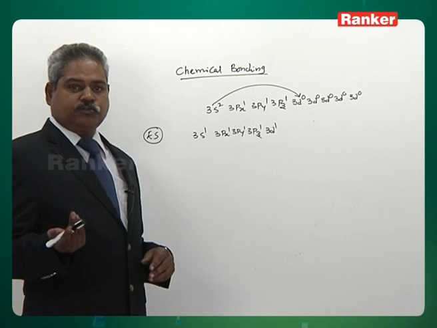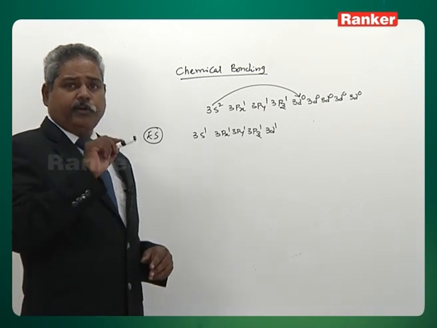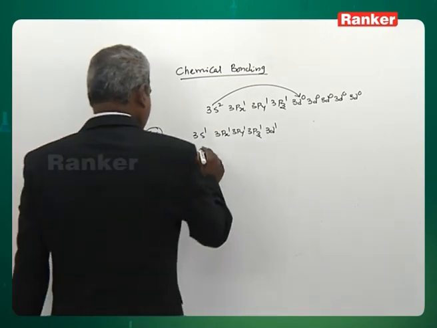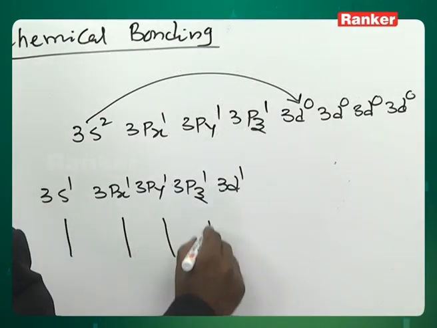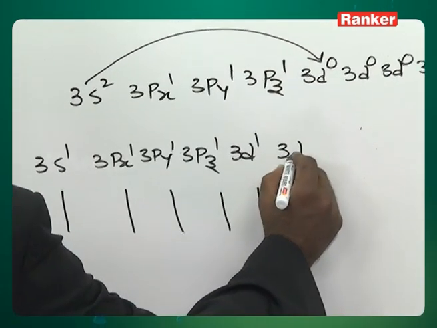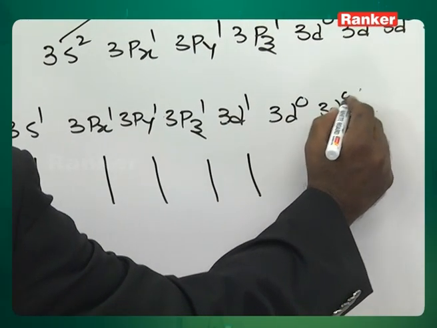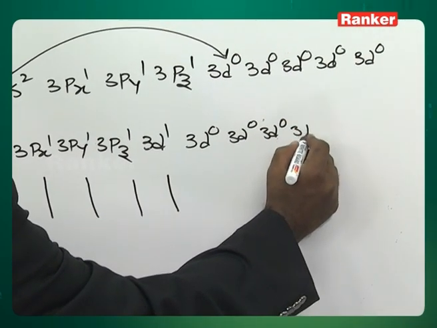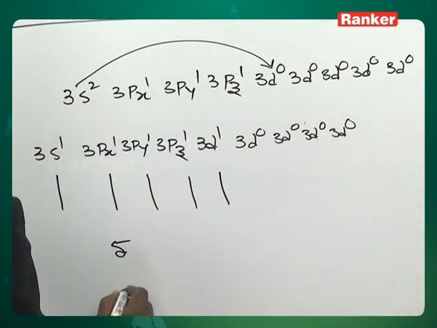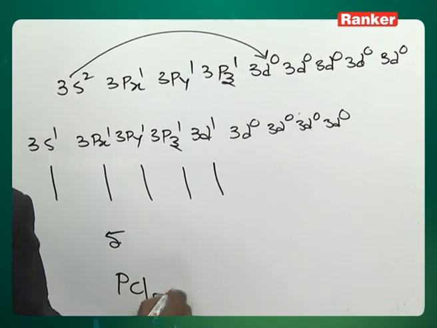Phosphorus chlorine bond is formed. When a bond is formed between phosphorus and chlorine, some energy is released. Now you have 1, 2, 3, 4, 5. And there are so many zeros, 3d0, 3d0, 3d0, 3d0. So, phosphorus in its excited state can form 5 bonds, as in the case of PCl5.